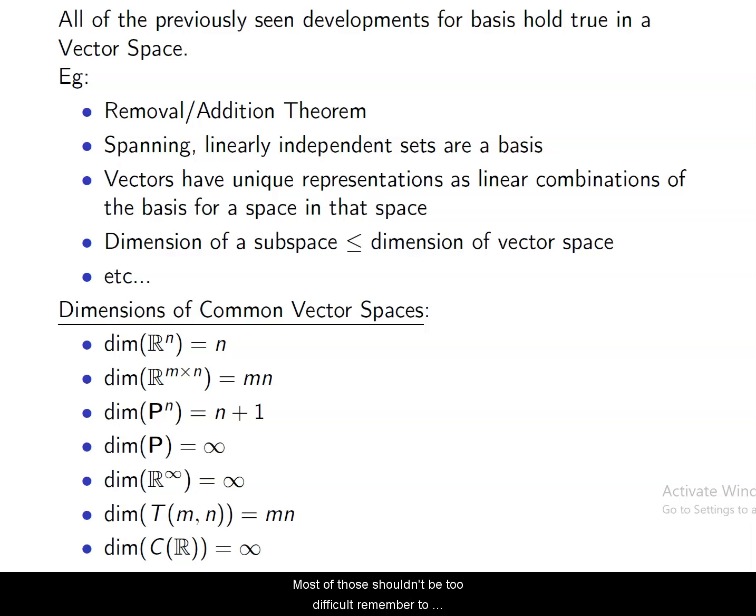Most of those shouldn't be too difficult to remember. Just remember that the dimension of P^n is n plus 1. That's the one that gets people a lot. They'll think that it needs to be n, which it's not, it's one more. The others should be fine though.